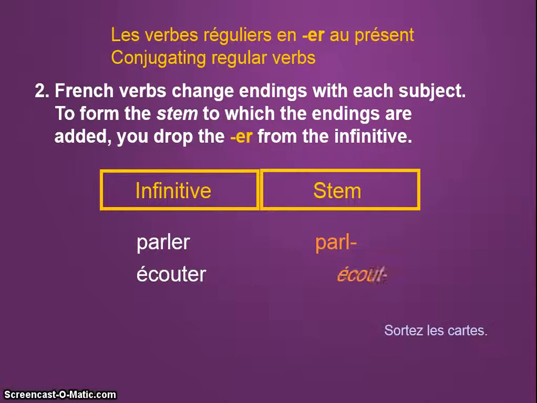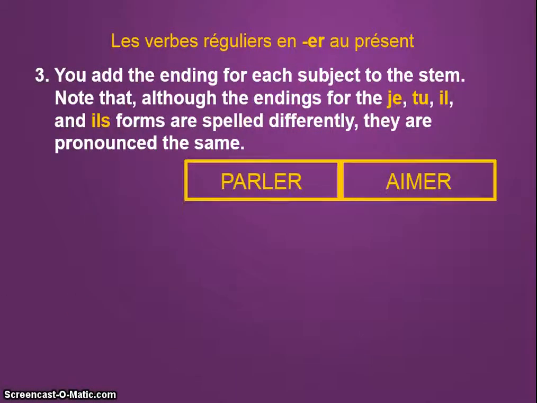Écouter, the same thing. Aimer, which means to like, same thing. And then the next thing you're going to do is add endings to each of these. Even though you're going to notice that je, tu, il, and elle all have different spellings, they are going to be pronounced the same. So for instance, you're going to add this ending e to parle. So you're going to have je parle, j'aime. Notice what happens with the word je when it comes in front of a vowel.